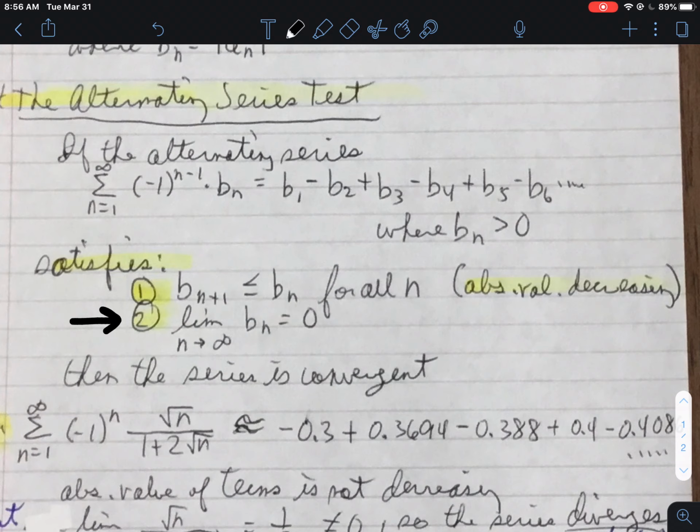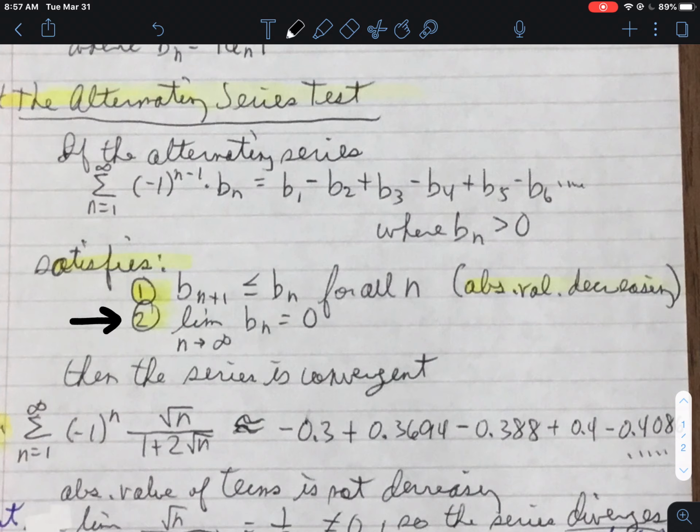We said the limit as n approaches infinity of a sub n has to equal 0 in order for the series to be convergent. Well, this is telling us that the same thing has to be true for the absolute values of the terms of our series if we have an alternating series. Okay? So that makes sense that that would have to be true. Now, again, if that's not true, then you have a divergent series.